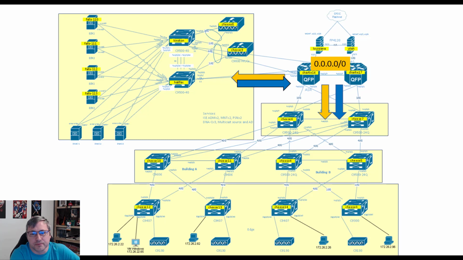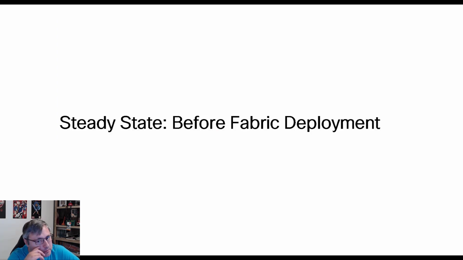The data center is going to advertise the data center routes to the aggregation services layer, which will then turn around and advertise it to the SD access fabric. So where are we at before we start deploying the fabric? What does it look like right now?